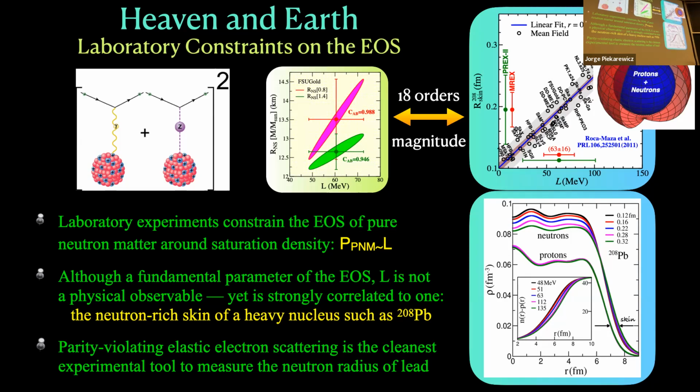So this quantity L, this pressure of pure neutron matter in the vicinity of nuclear saturation, is going to determine the extent of the neutrons in a nucleus like lead, but also the size of a neutron star, which again differ by 18 orders of magnitude. So the question is, how are you going to do the experiment? The experiment has just been completed a couple of years ago, and I'm going to explain it in the next slide in a little bit more detail.